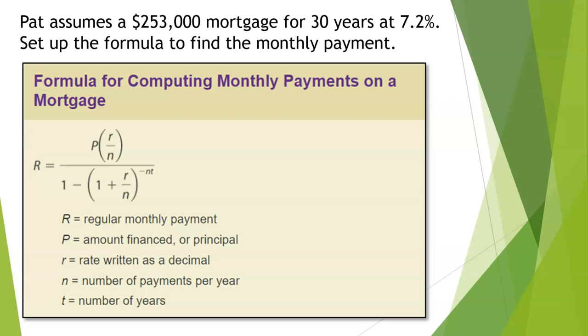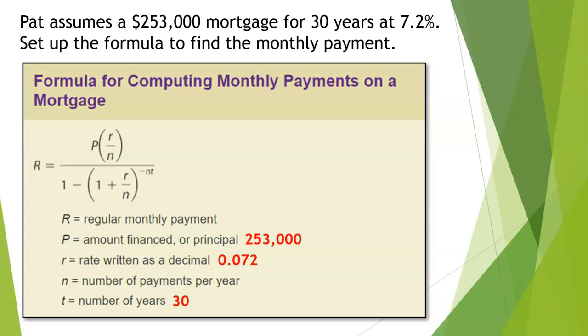Pat assumes a $253,000 mortgage. That means that the amount financed, or the principal, is $253,000. For 30 years, that means T is 30, at 7.2%. That's the interest rate, and written as a decimal, it's 0.072.